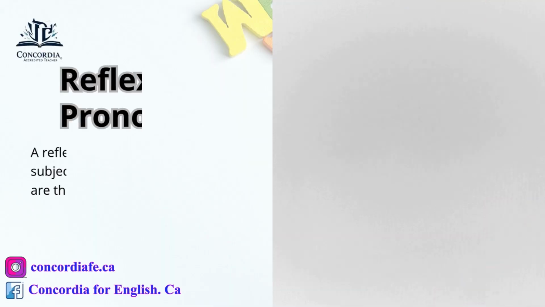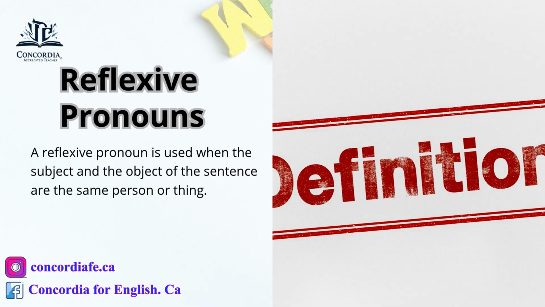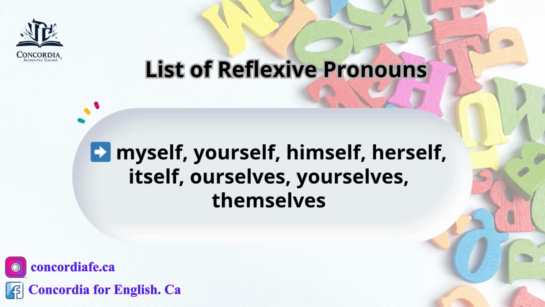So the definition of reflexive pronouns: a reflexive pronoun is used when the subject and the object of the sentence are the same person or thing. There are many reflexive pronouns. Here they are: myself, yourself, himself, herself, itself, ourselves, yourselves, and themselves. So here are two examples for you.